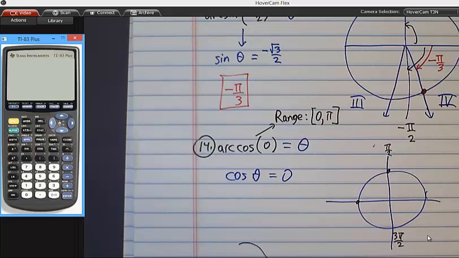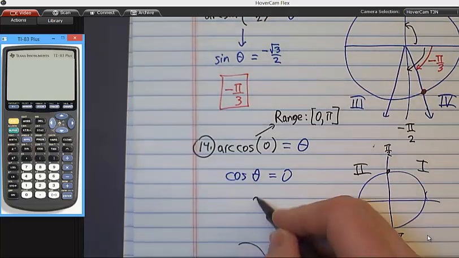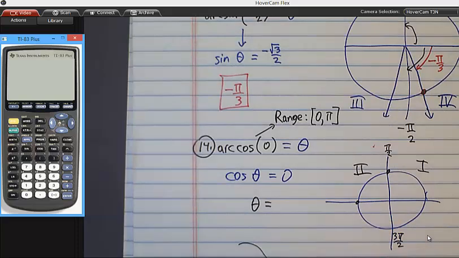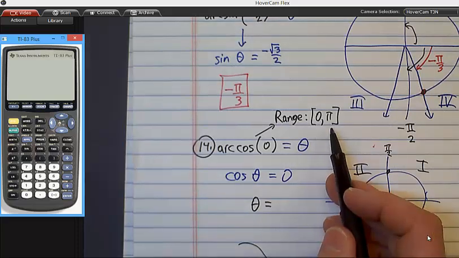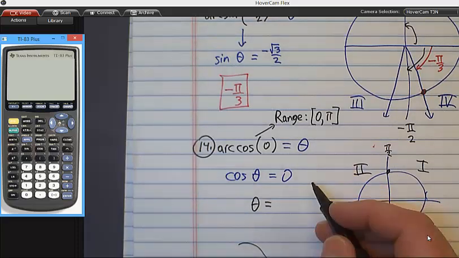Which quadrants are we talking about if we're going from 0 to pi? 1 and 2. So if you know that, then you probably know what theta is going to be. It has to be between 0 and pi, so it's going to be pi over 2.